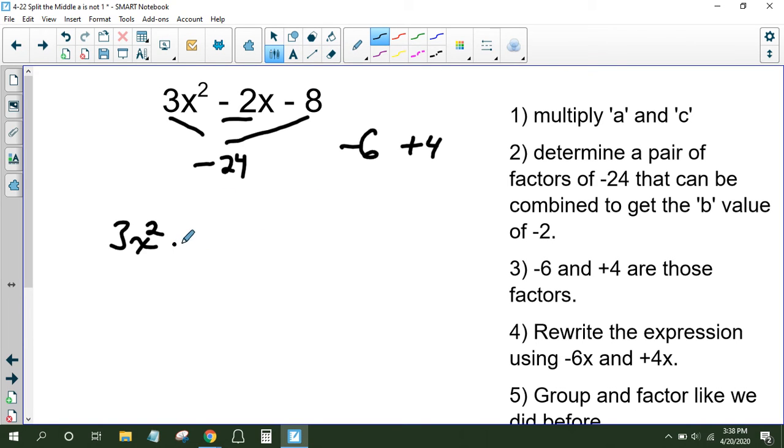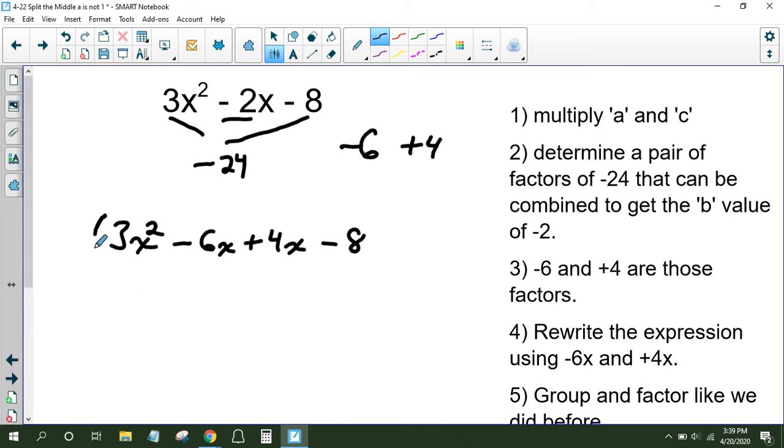Okay, so we're going to have a minus 6x and a positive 4x, okay, and then our negative 8. Okay, and then as you can see, if we were to combine the negative 6x with a positive 4x, we get that negative 2x there.